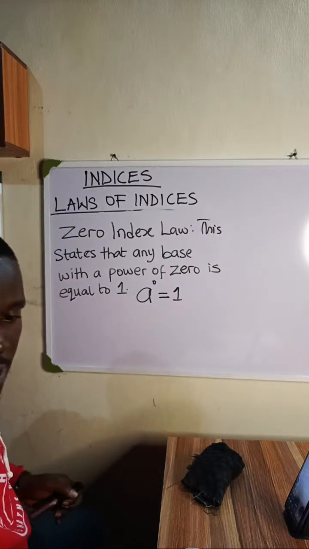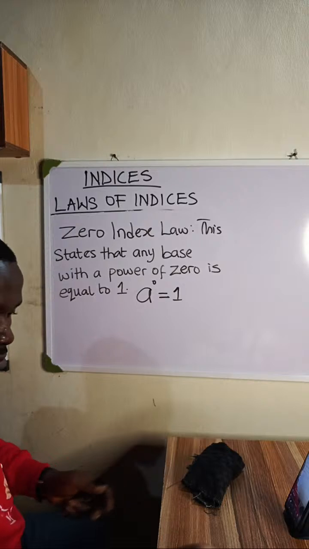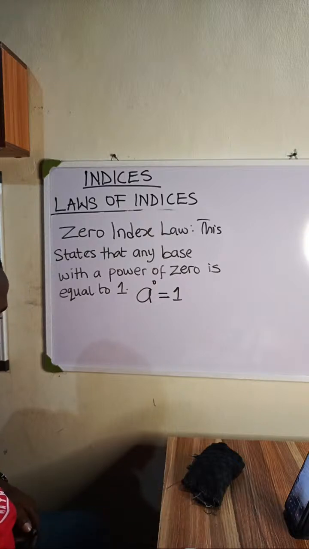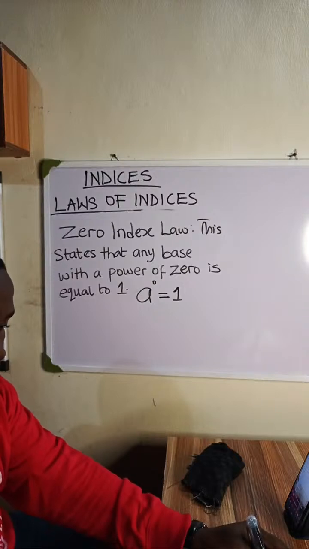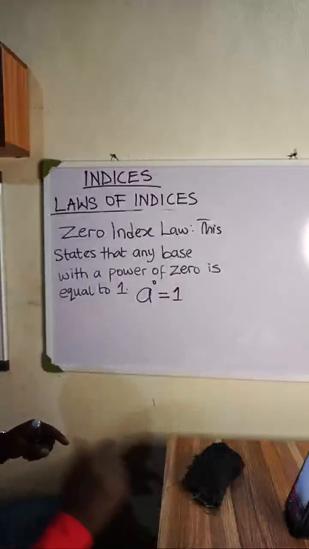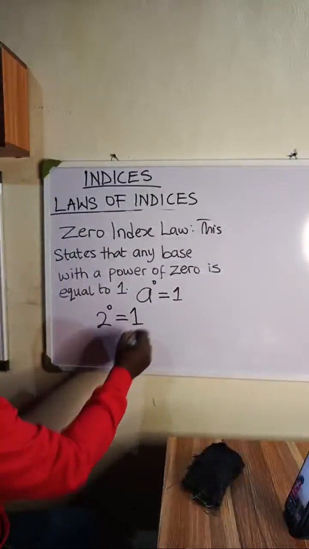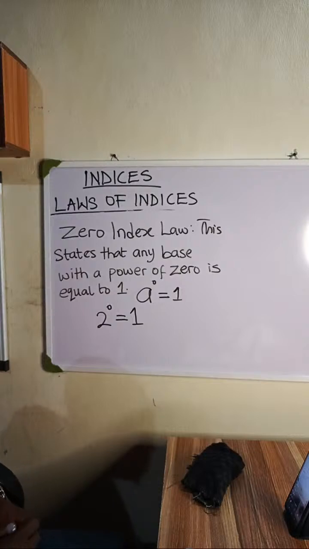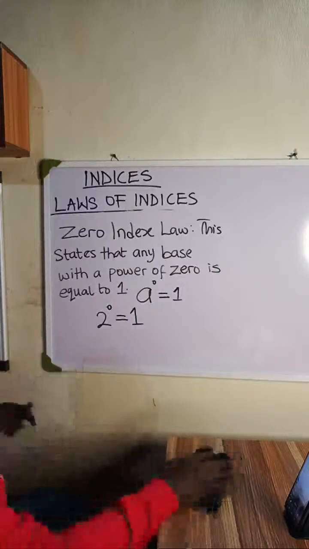So let's prove what I mean. So this means that 2 to the power of 0 is equal to 1. Okay, let's see that. Let's prove it.